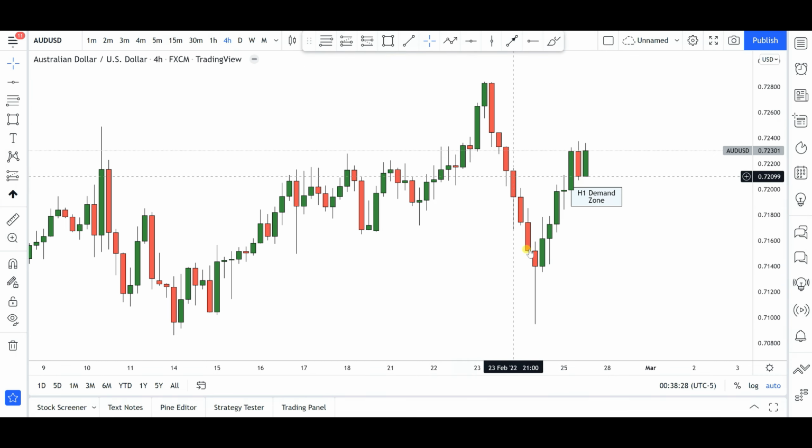When this move happened, I had anticipated that the bears are now going to come into these markets and start respecting key levels.